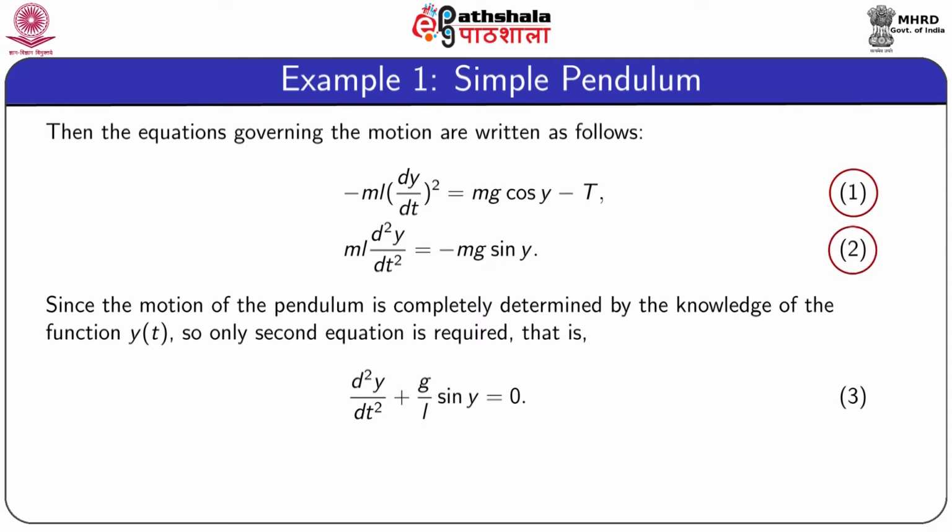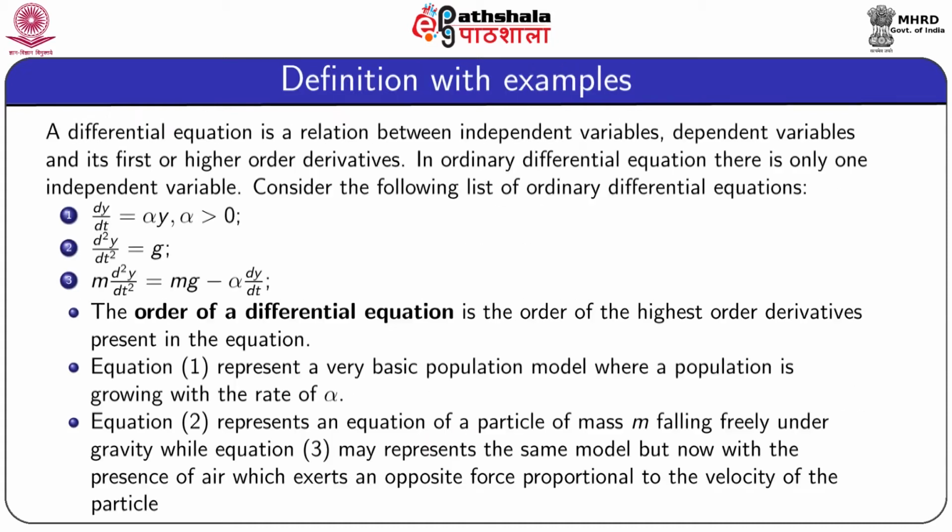Since the motion of the pendulum is completely determined by the knowledge of the function y(t), the second equation alone gives the required equation of motion, that is d²y/dt² + (g/L) sin y = 0. Thus, a differential equation is a relation between independent variables, dependent variables and their first or higher order derivatives. In an ordinary differential equation, there is only one independent variable.